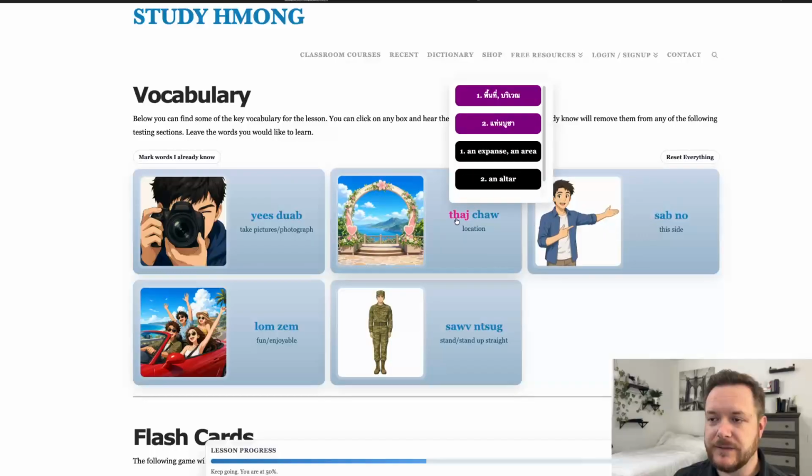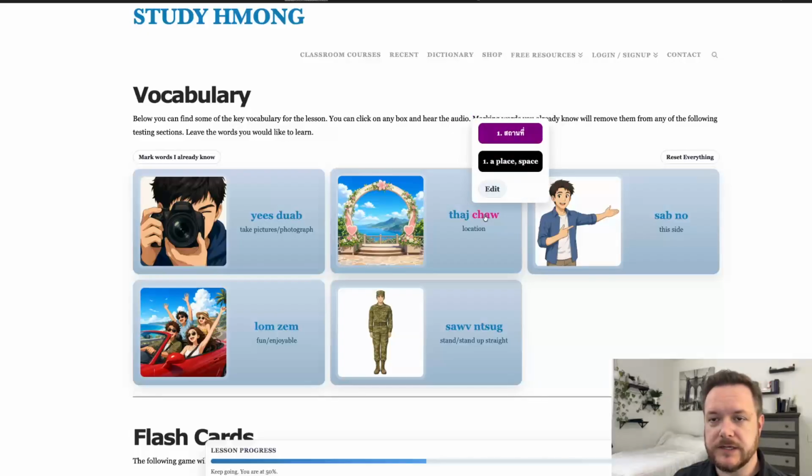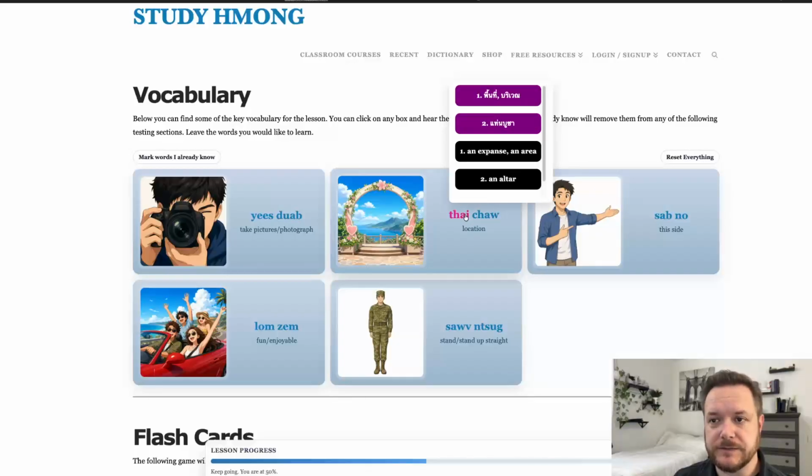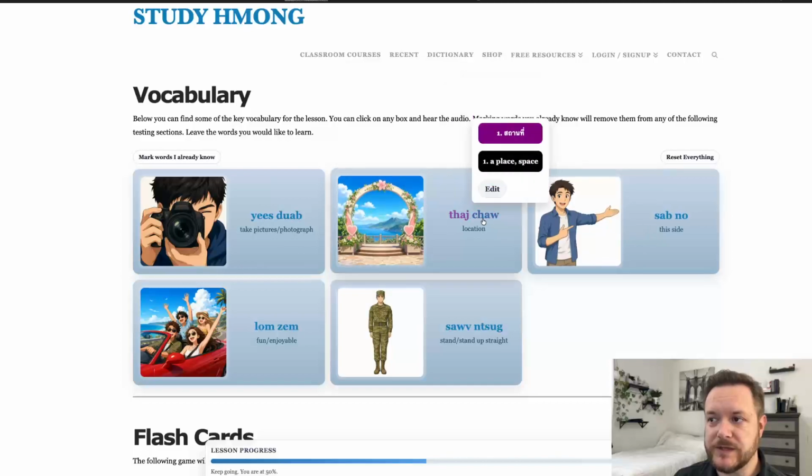Location for where you take a picture is a combination of two words, ta, which means like an area, an expanse, and chao, which means a place. So ta chao together means a location. It's really just another way of saying those two things together.